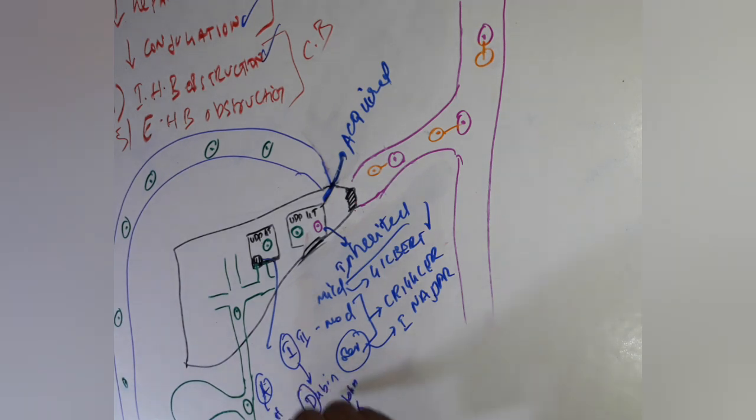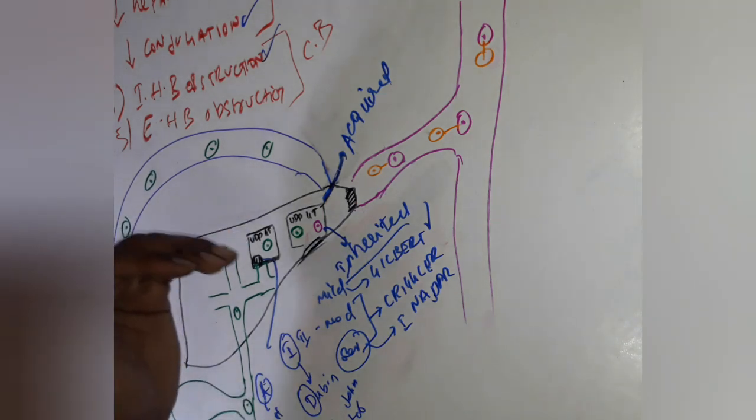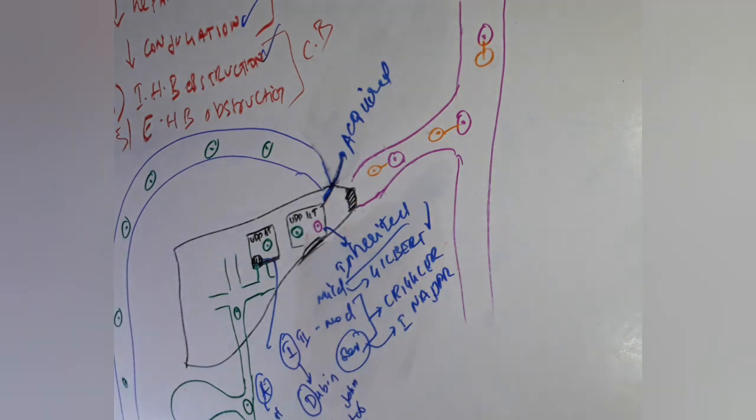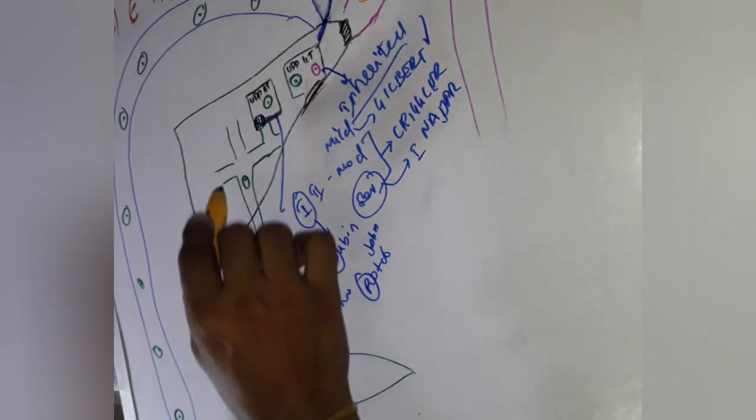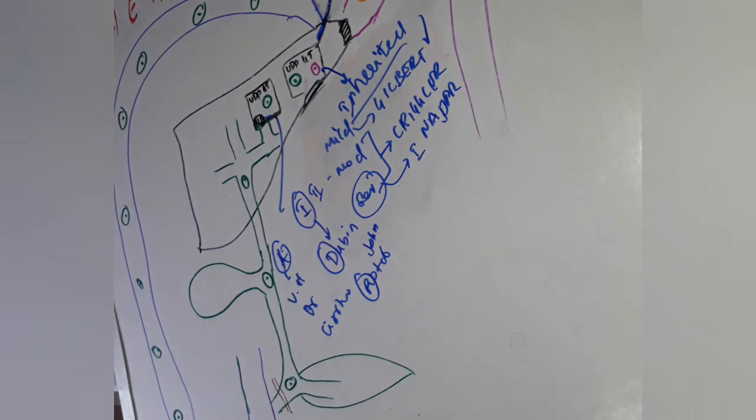You can remember it as DR. So Dubin-Johnson and Rotor syndrome are among the inherited causes of your intrahepatic cholestasis or intrahepatic biliary obstruction. This is where your bilirubin is conjugated, but it is not entering my biliary system. What if there is a defect in my biliary pathway? Fine. For example, I have a gallstone, there is obstruction of my gallbladder.